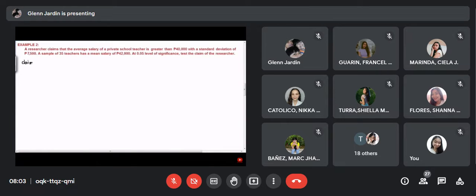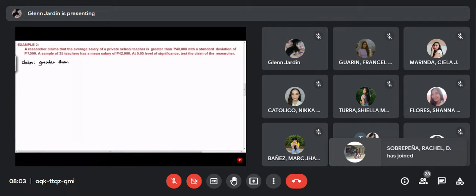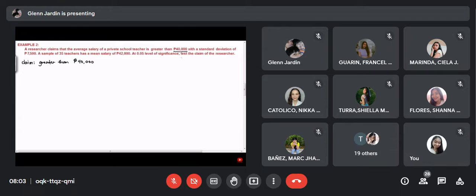So, again, hanapin nyo muna yung claim. Ang claim dito, guys, a researcher claims that the average salary of private school teacher is greater than 40,000. Pag nabasa nyo na yung keyword ninyo before the number, doon kayo mag-start. Ang claim dito ni researcher, ang average salary daw ng private school teacher is greater than 40,000. Syempre, ang tamang gamitin symbol dyan, inequality symbol, is greater than 40,000.